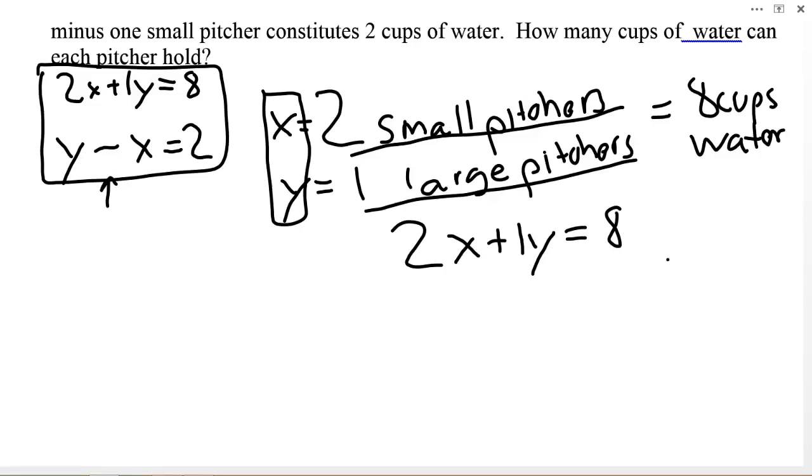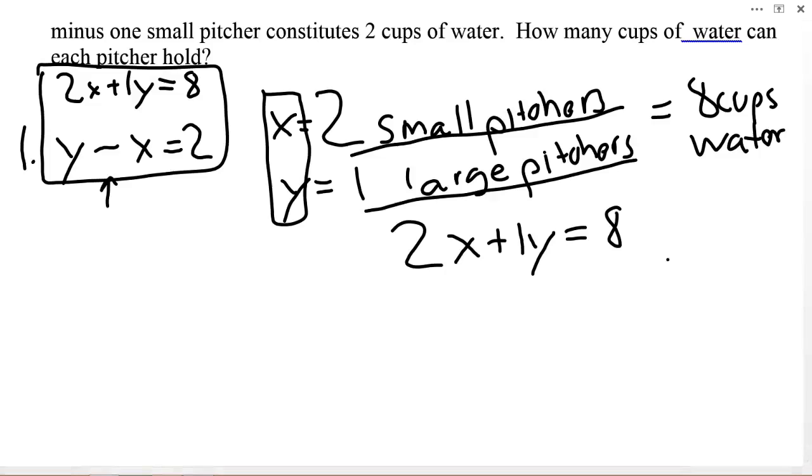Just make sure you're consistent with what you're substituting in, and that you're making sure the variable you're solving for is correct. Okay, so it doesn't really matter. You could go either way. I kind of want to solve this equation for y. So let's go ahead and do that.